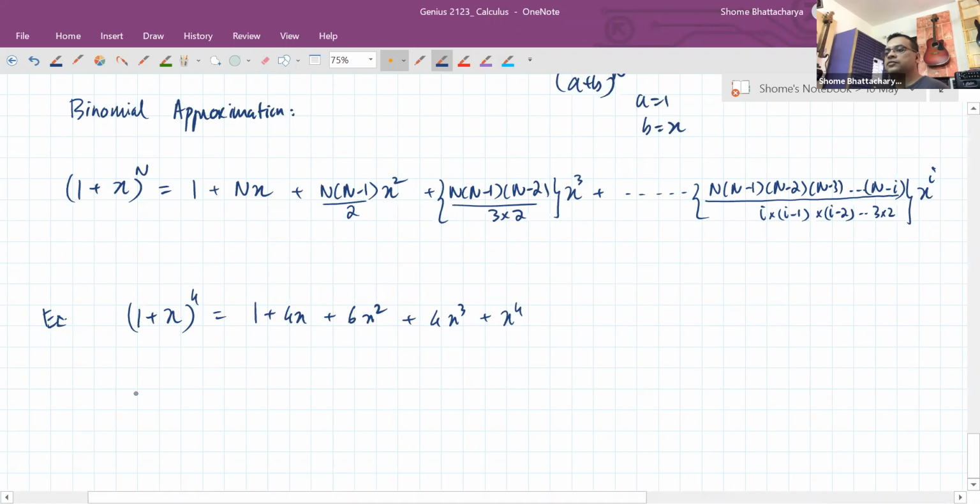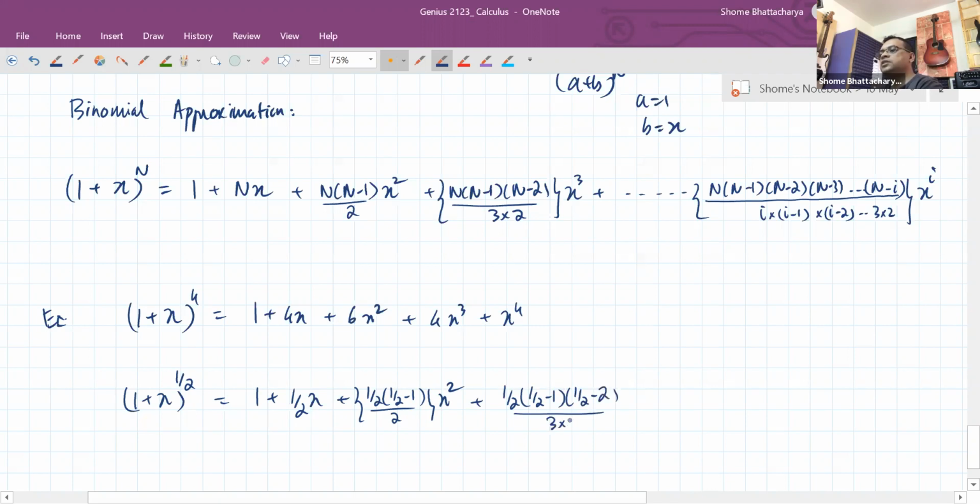Similarly, if we have 1 plus x to the power, let's say half, so this will become 1 plus half x plus, now this term will become half into half minus 1 by 2 into x square, plus the next term will become half into half minus 1 into half minus 2 divided by 3 into 2 into x cube, and like this series will continue. The only difference is because now this is a non-natural number, so this series will be infinite.